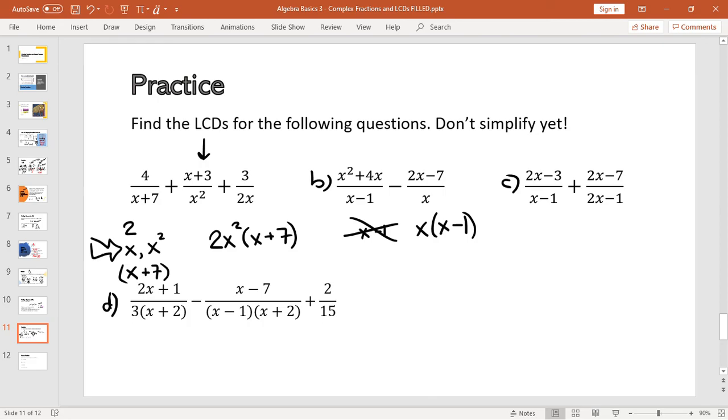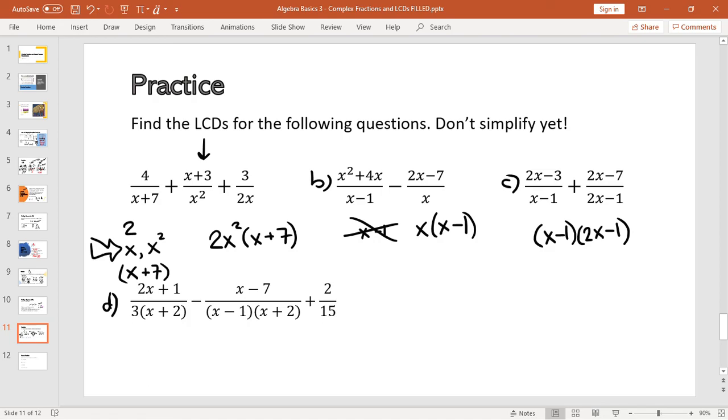Another common mistake, if you have x minus 1 and 2x minus 1, people are like, okay, I can just squirrel the 2 in there somehow. Nope, two different things. Test them by making x the number 2. If they're not the same number when you do that, they're not the same. So here's our lowest common denominator for B.